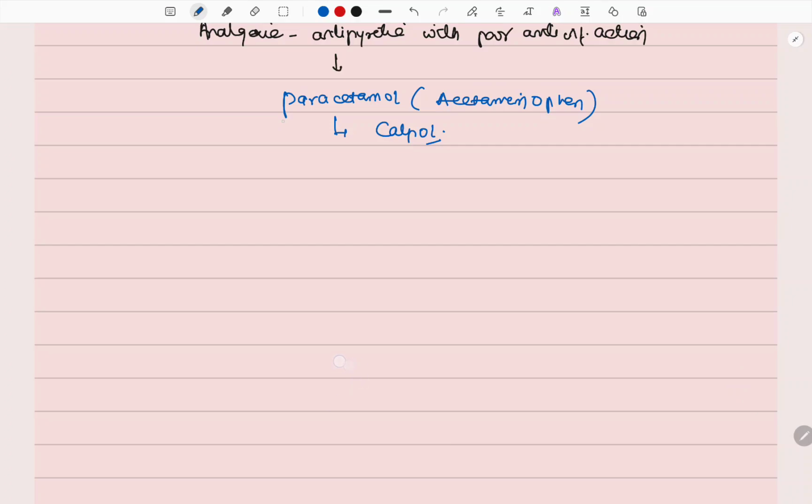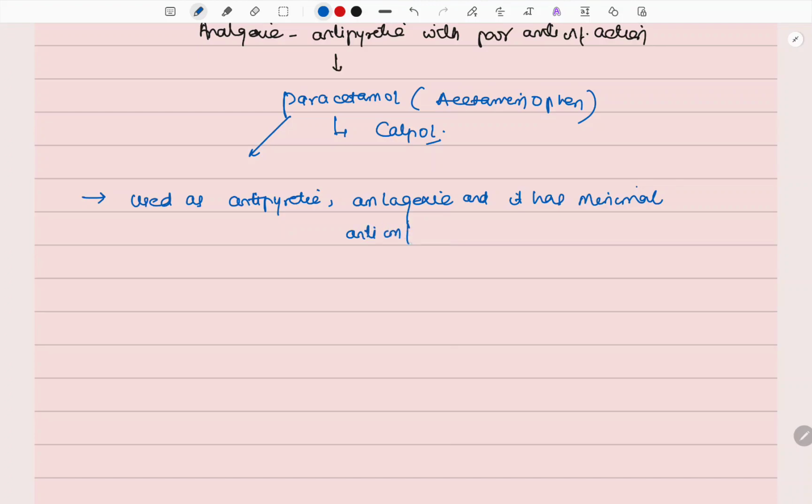The main function of paracetamol, which we should remember, is that it is used as an antipyretic and analgesic, and it has a minimal anti-inflammatory effect.